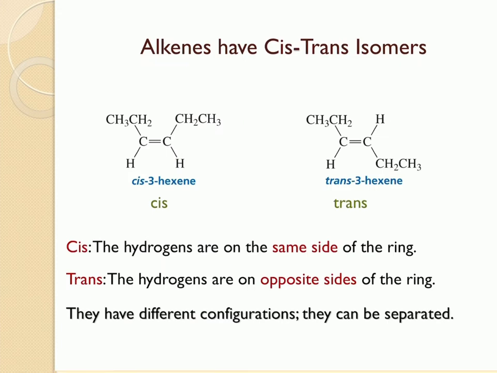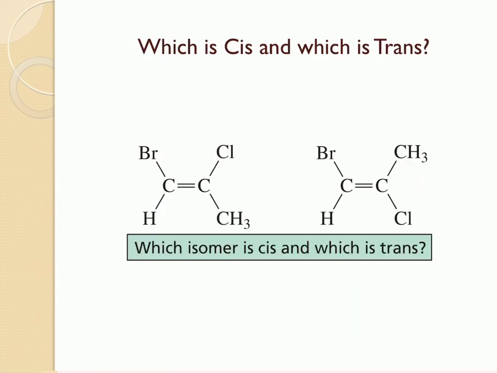We have concluded that alkenes have the ability to exist in cis and trans isomeric forms. Here is the structure for cis-3-hexene, and this is the structure for trans-3-hexene. Now, why is this called cis-3-hexene? It is because the two bulky groups which are present on each one of these carbons are on the same side of the molecule. This is called trans-3-hexene because the two bulky groups are on the opposite side of the molecule. So these two compounds have different configurations and therefore they can be separated.